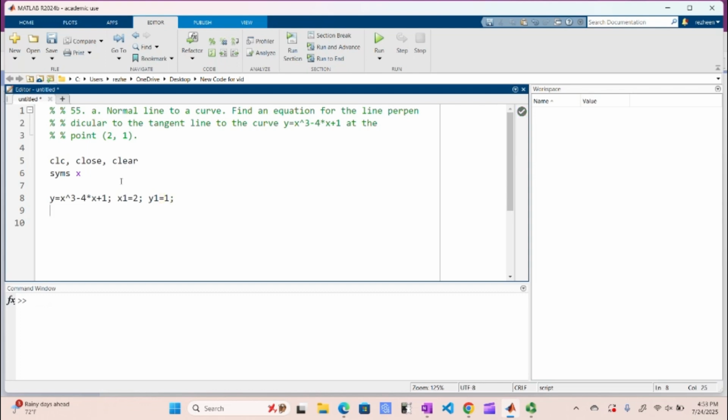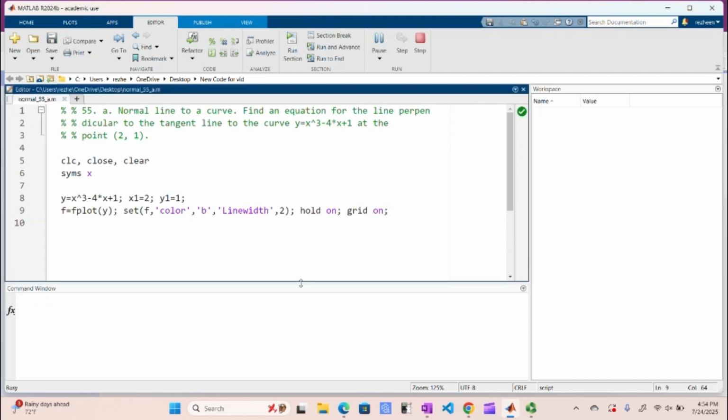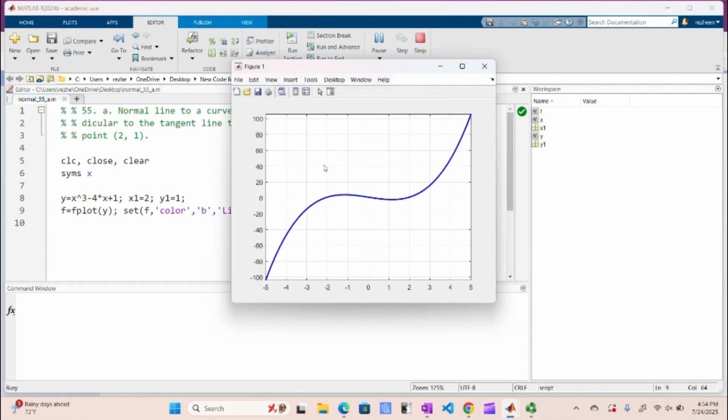Now I'm going to plot the curve and see how it looks along with the grid. So we're going to say f equals fplot y, and then set the color of f to black, with a line width of 2. Then we're going to hold on and grid on so we can put in more graphs. Let's go ahead and run this and see what we get. We add it to the path. This is the graph of our curve.